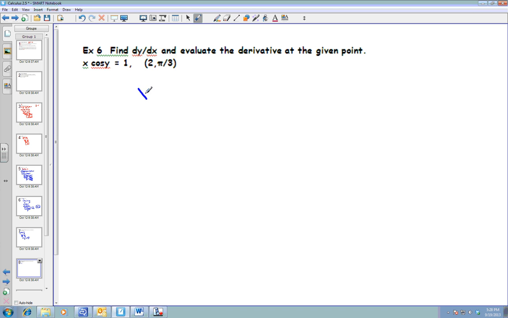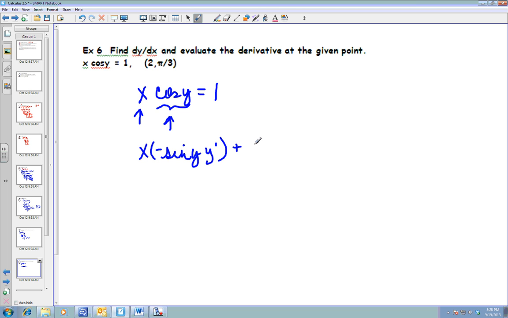So I'm going to write this down. You should recognize that this is the product rule. Here's my first term. Here's my second term. So product rule says first term times the derivative of my second term. The derivative of cosine is negative sine. It has a y with it, so I need a y prime. So the first times the derivative of the second plus the second times the derivative of the first, and then equals the derivative of 1 is 0.